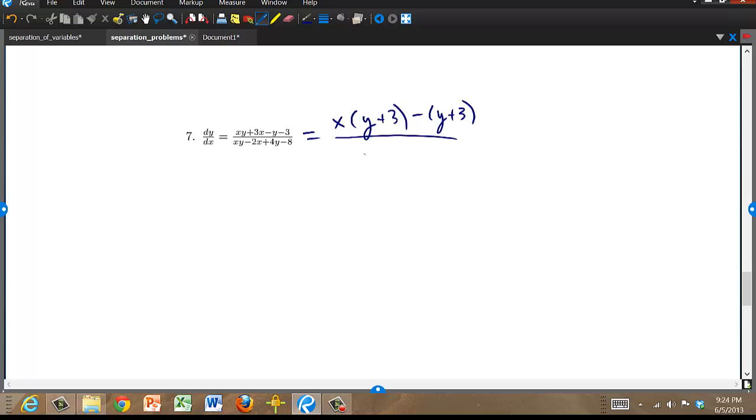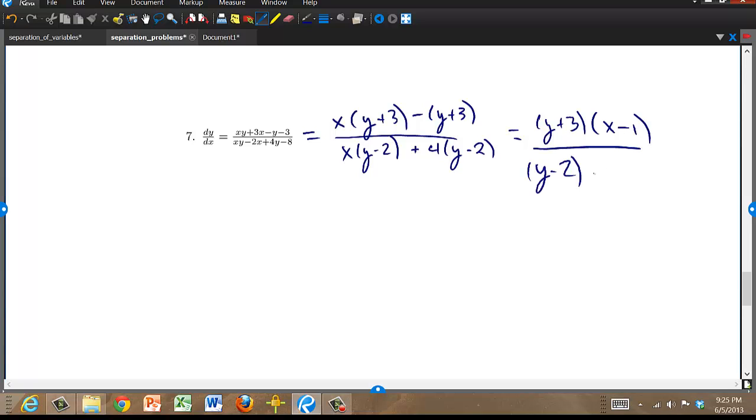And I'll factor the x's again on the bottom, so I get x times (y minus 2) plus, and now I'll factor out a 4 times (y minus 2). And now I'll factor again, so this is (y plus 3) times (x minus 1). And on the bottom you get (y minus 2) times (x plus 4). Okay, good. And now you are ready to go. Now you're ready to divide. So separate. You'll have y minus 2 over y plus 3.